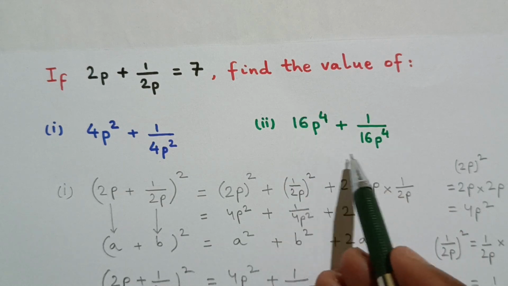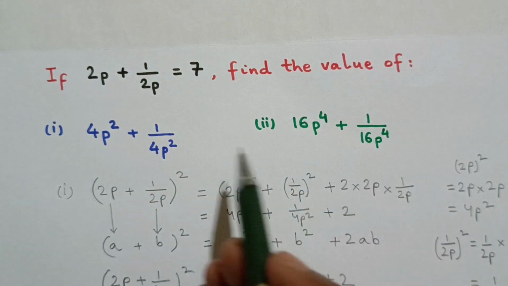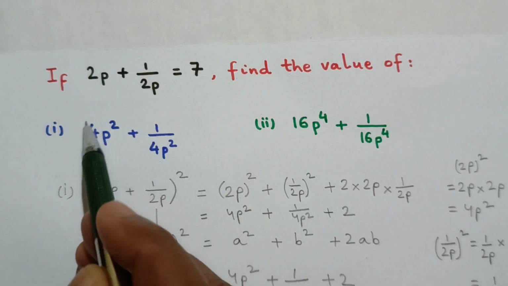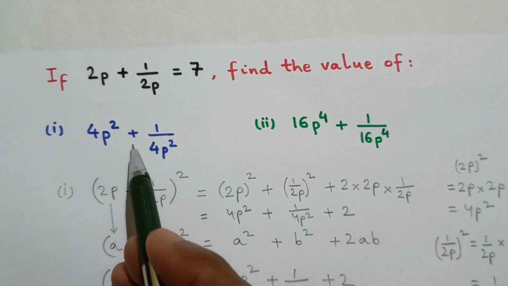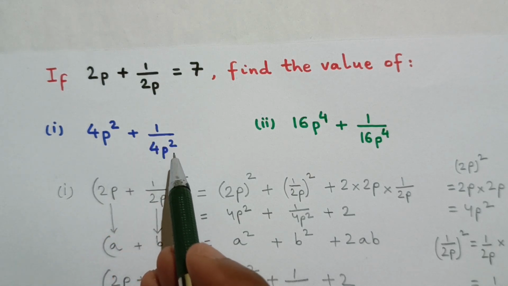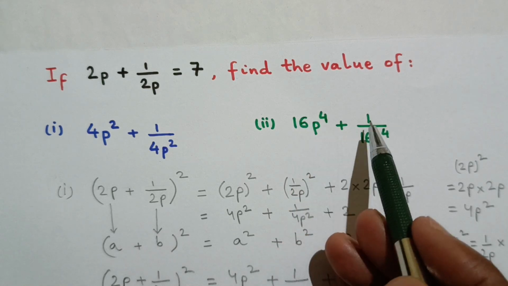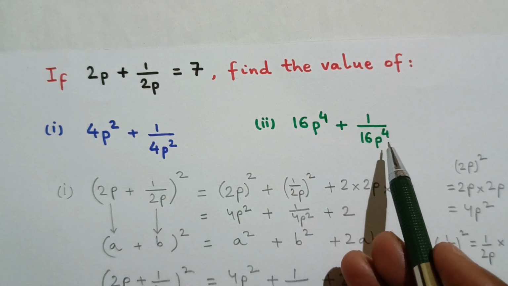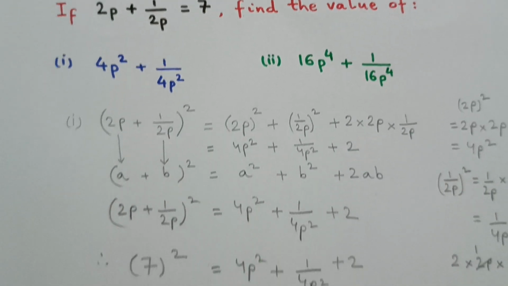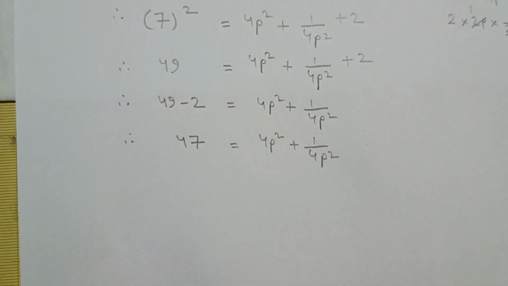So in order to get this expression, I will have to square this expression. So 4p square plus 1 upon 4p square whole square will give me the expression 16p to the power 4 plus 1 upon 16p to the power 4. So let us do it. So now we are solving question number 2.